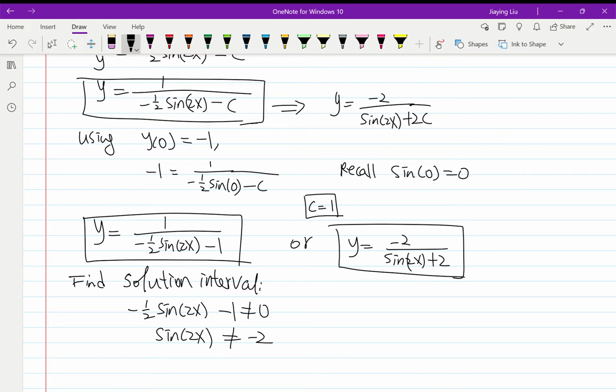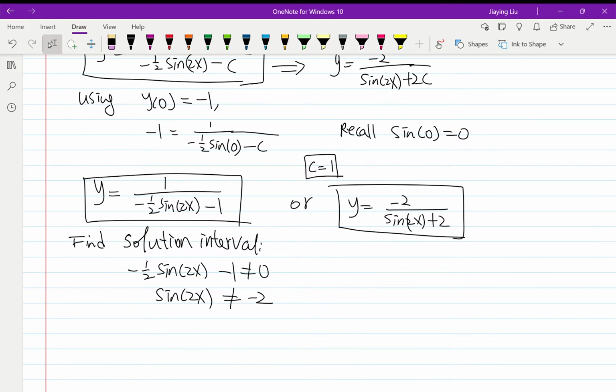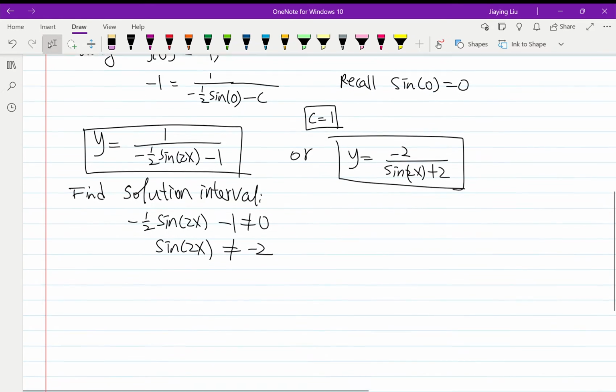If we take this denominator, it is the same, right? We just move the 2 to the other side. Okay, so for which x value is sine 2x not equal to -2? Some of you were trying to solve for x by finding inverse sine and then dividing by 2.